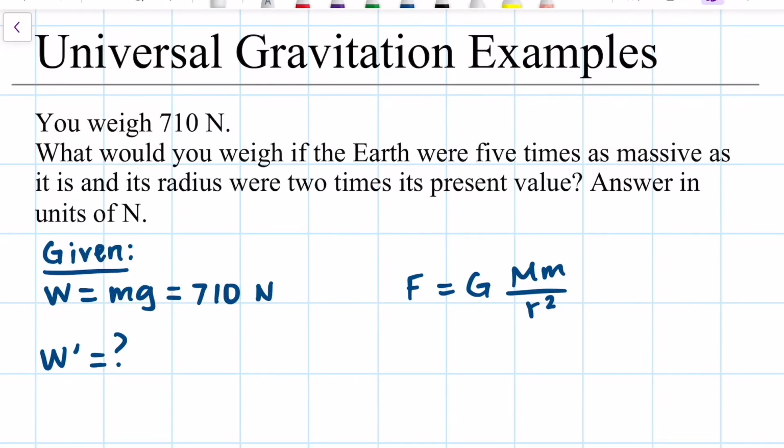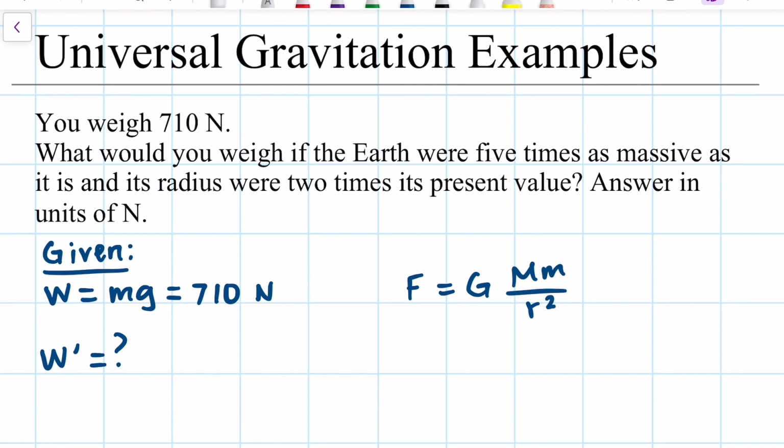For this example, we'll practice using the law of universal gravitation. This problem says, you weigh 710 newtons. What would you weigh if the Earth were 5 times as massive as it is and its radius were 2 times its present value? Answer in units of newtons.